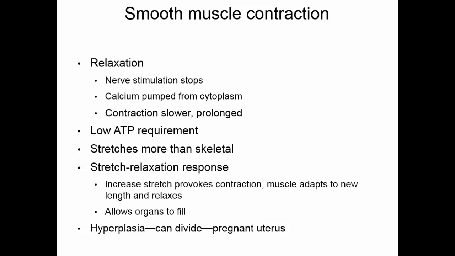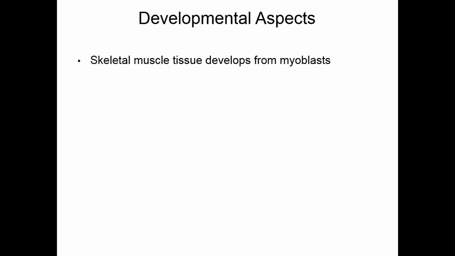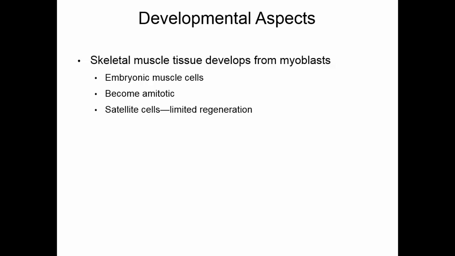Smooth muscle does have some ability to divide throughout your life, so it can experience hyperplasia. That is, it can make more muscle cells. This is what happens in, say, a pregnant uterus when we have to make more smooth muscle as the uterus expands. Skeletal muscle tissue develops from myoblasts. These are the embryonic muscle cells. These become amitotic, which means skeletal muscle loses its ability to divide as maturity occurs. There are a few satellite cells in skeletal muscle, so there's limited regeneration, but it's very, very limited. Smooth muscle regenerates throughout your lifetime.